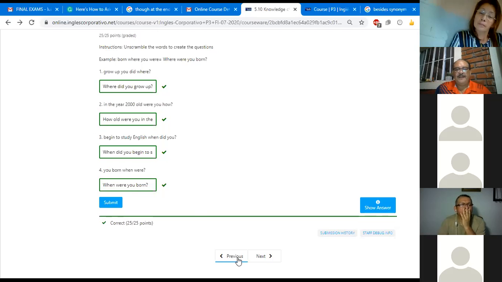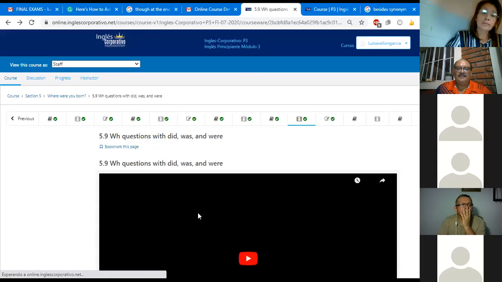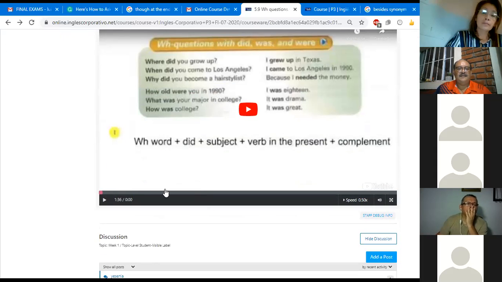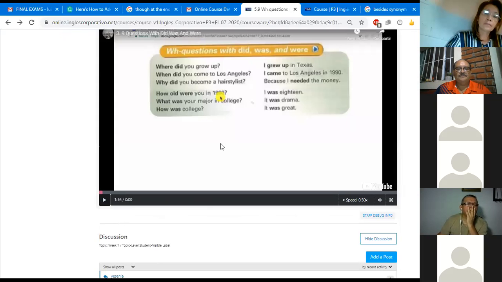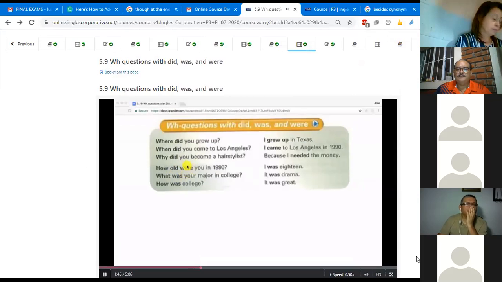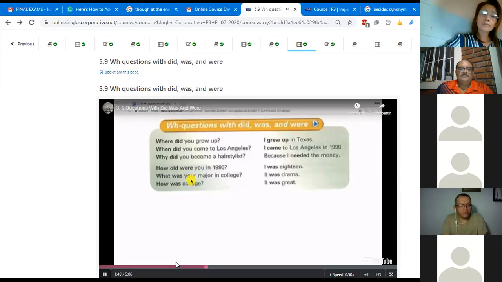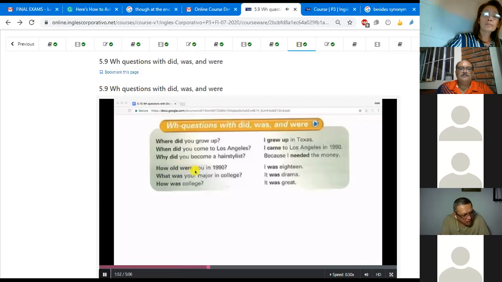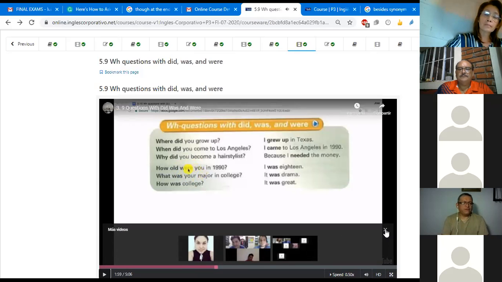Now let's see some of the whys that maybe don't come up in the explanation. The following question: when do I use did, and when do I use was or were? You must remember the following. You will use was or were whenever you need to ask something related to the verb be.